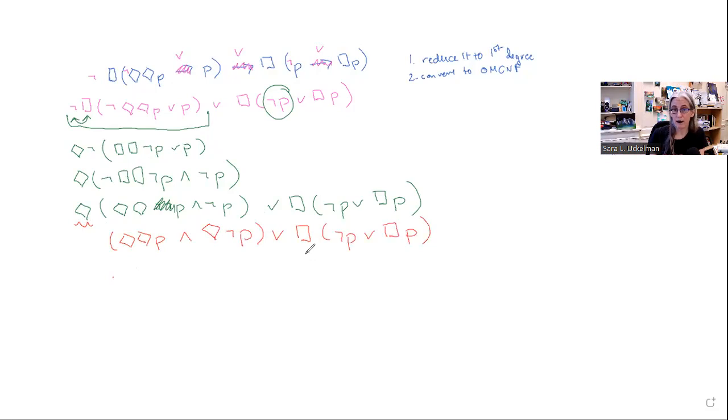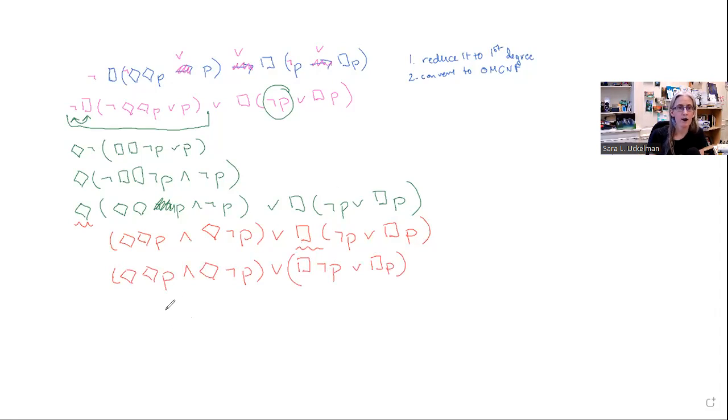And now we've got the same thing here. Ordinarily, you cannot distribute a box over a disjunction, but you can in S5 when you've got one disjunct that is modalized. So distributing this guy, this remains unchanged. And then over here, we have either box not P or box P. There we go.